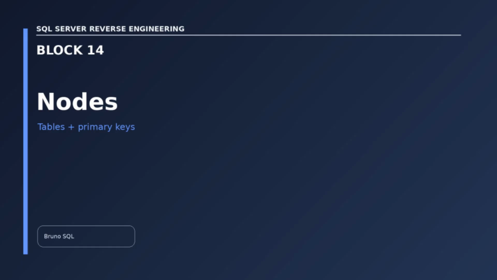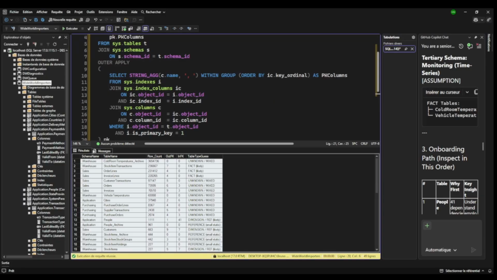Now we start rebuilding. Step 1, nodes. In other words, entities. Each table represents something, and the primary key defines its identity. Here's a trick. We don't join a pre-computed list. We will use an outer apply here. Think of this as, for each table, run a small query that searches the primary key index and aggregates the key columns.